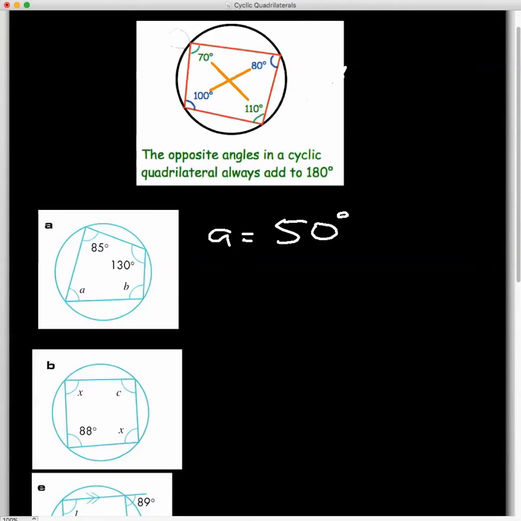All right? And now from the second one, we have B, and that should be equal to 180 minus 85. And that will give you 95 degrees. All right, so a very simple one showing the basic rule of cyclic quadrilaterals.